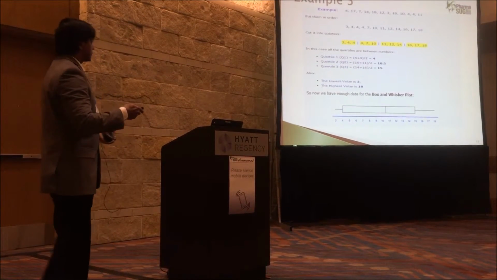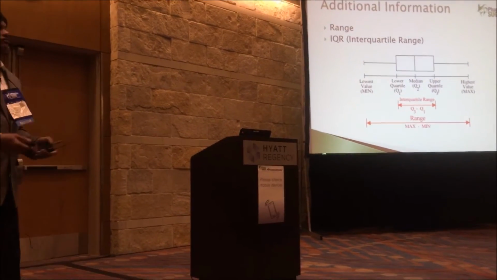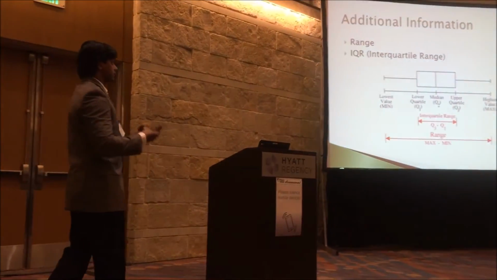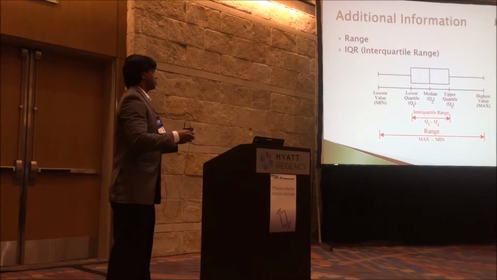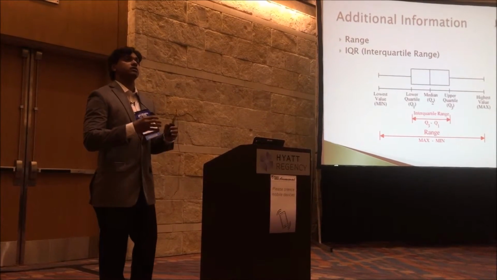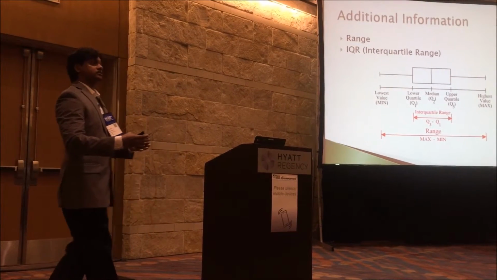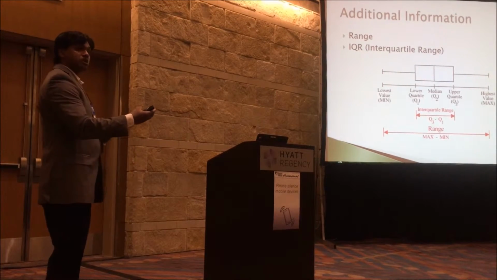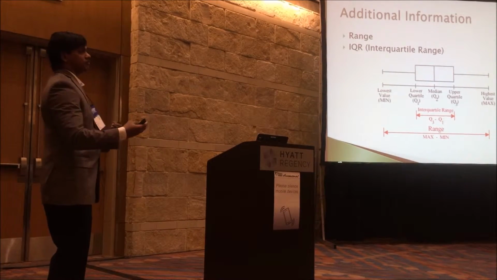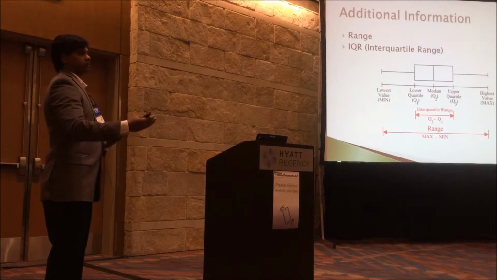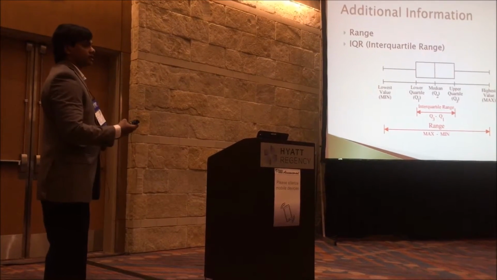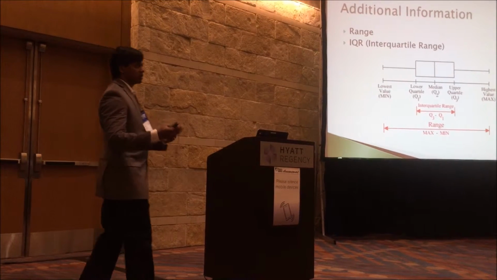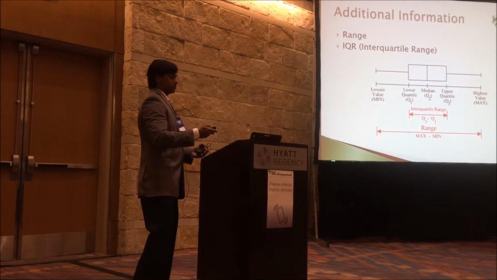So there you go. Now, there is some additional information that a Box-and-Whisker plot gives, and those are called range and IQR, or interquartile range. Now, what is a range? Range is the difference between the highest value, or the maximum value, and the minimum value. So if you subtract the minimum value from the maximum value, you have the range. Similarly, the interquartile range is the difference between the Q3 value and the Q1 value.